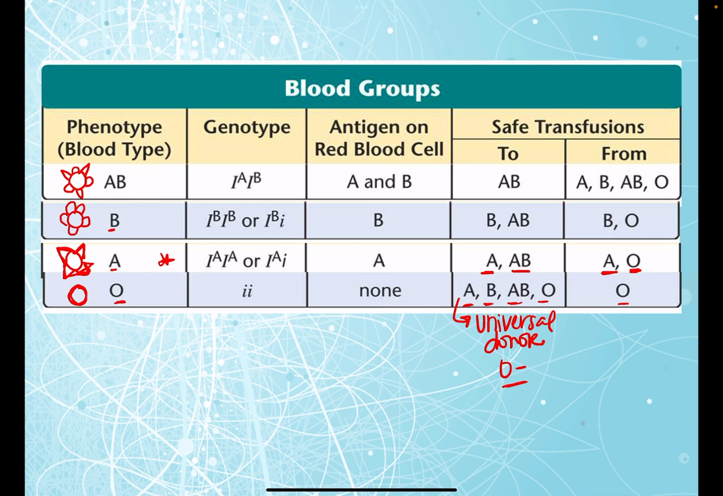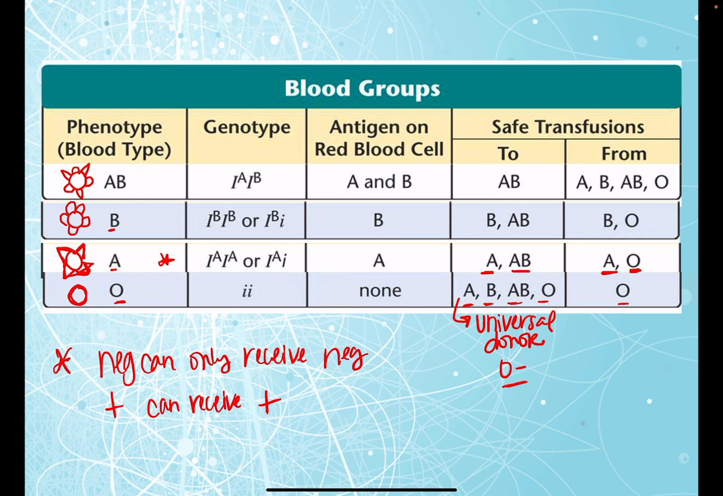Specifically, O negative, okay? Let me write this since I said it wrong. Negative can only receive negative. Positive can receive positive or negative, okay? Negative blood can only receive negative. So anybody then can receive O negative blood. So that's the universal donor, okay?